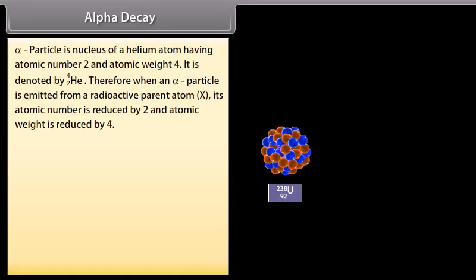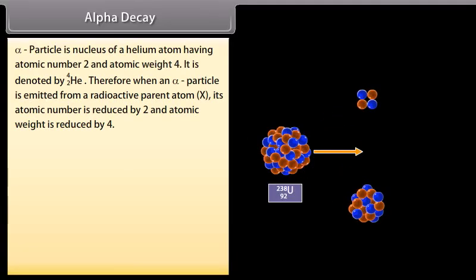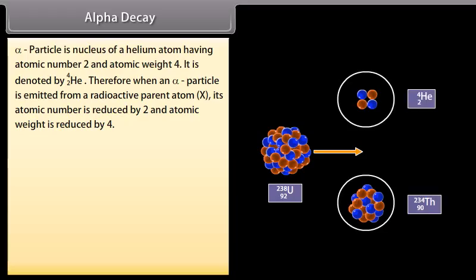Alpha decay. An alpha particle is the nucleus of a helium atom having atomic number 2 and atomic weight 4. It is denoted by He. Therefore, when an alpha particle is emitted from a radioactive parent atom X, its atomic number is reduced by 2 and atomic weight is reduced by 4.